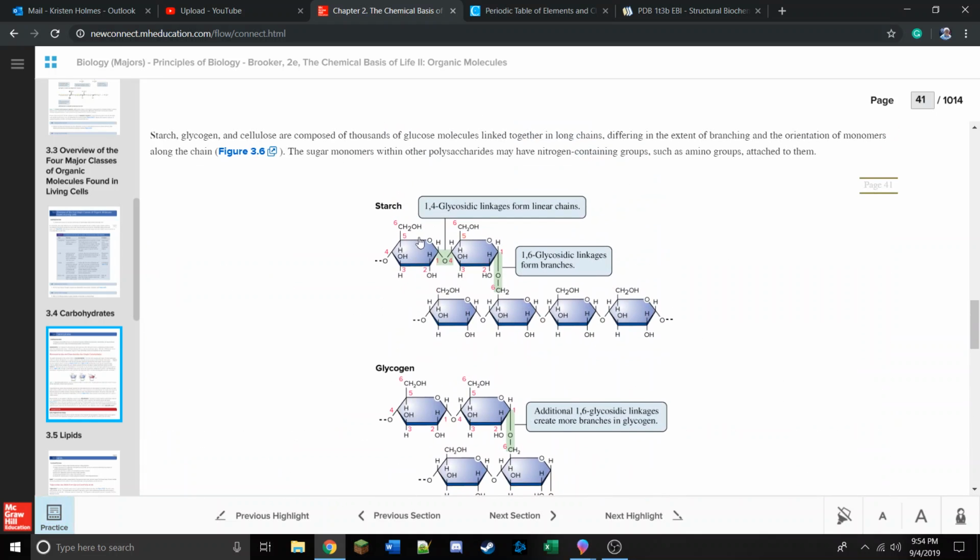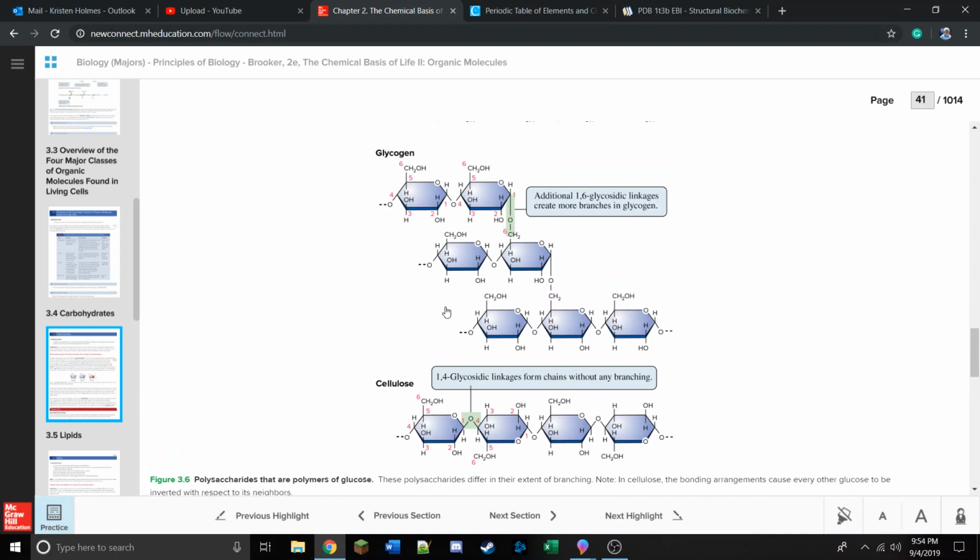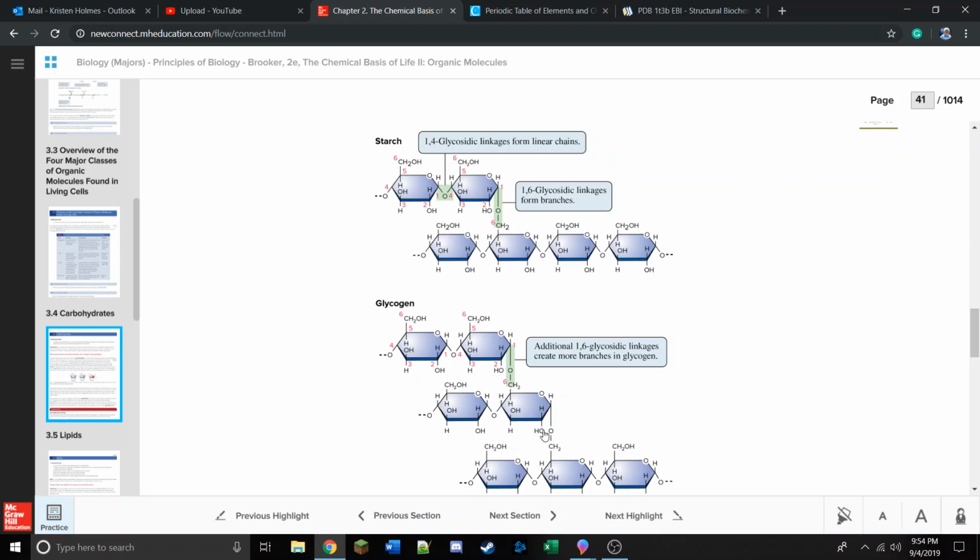Alright, so these are all glucose, all these little squares. Now when this first carbon and this fourth carbon come together, it makes a chain. That's how it works for glucose. There are different numbers for different monosaccharides, but in this case, a 1 and a 4 makes a chain, and a 1 and a 6 makes a branch. And the difference between starch and glycogen and cellulose is just whether they form in branches or chains. That's all. See? Branches.